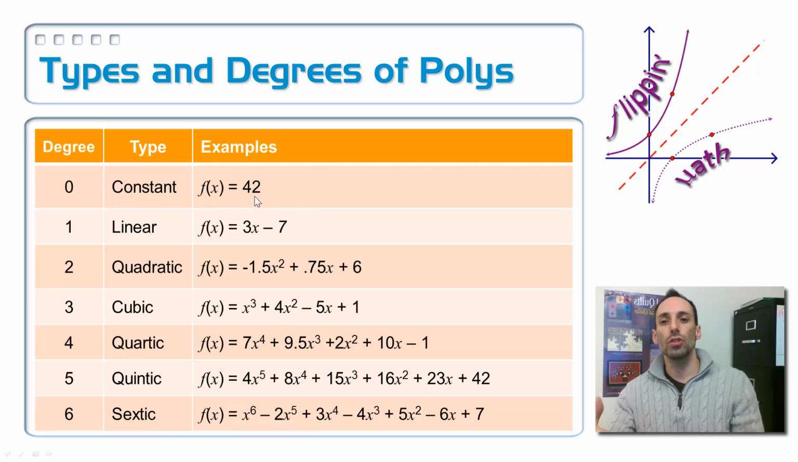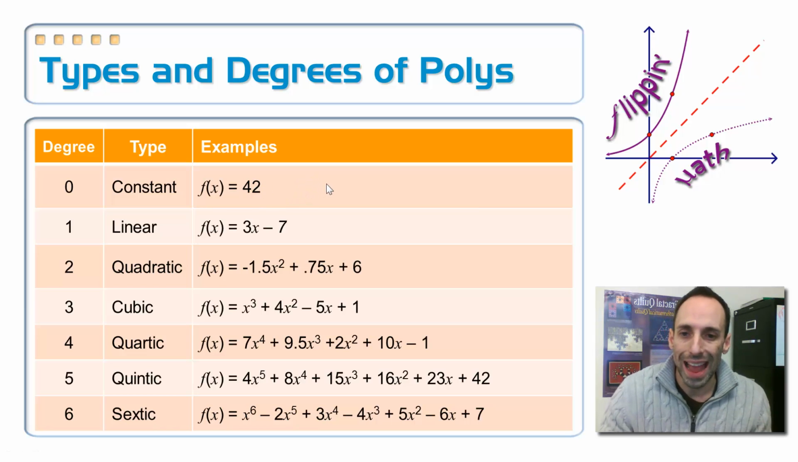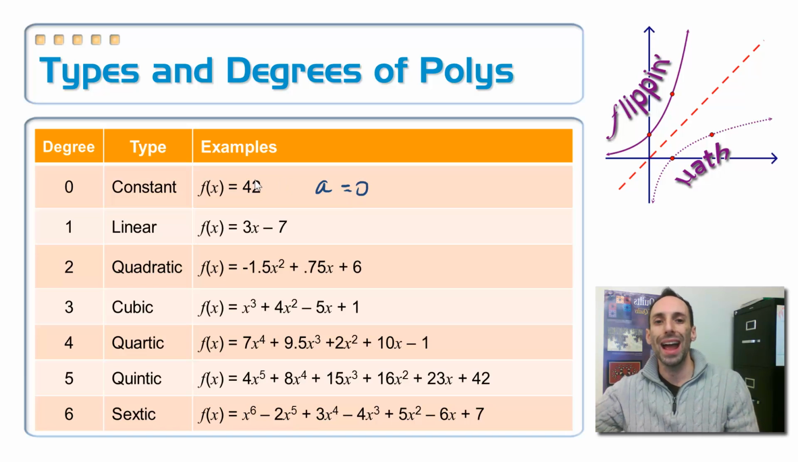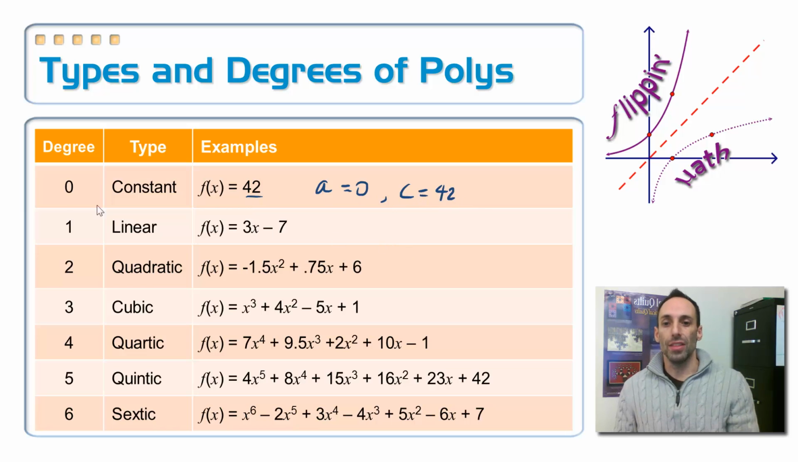Now, these are not just polynomials. These are polynomial functions that I have here because there's an f of x right out front. Okay, so let's look at some of the vocabulary that we've talked about before. What would be the leading coefficient of this first polynomial? I'm going to use a to be the leading coefficient. Leading coefficient here is 0 because there's no x term, okay? But c is what I will use for the constant term, and the c is the 42 on that one. The degree, of course, is 0. That's listed for us.